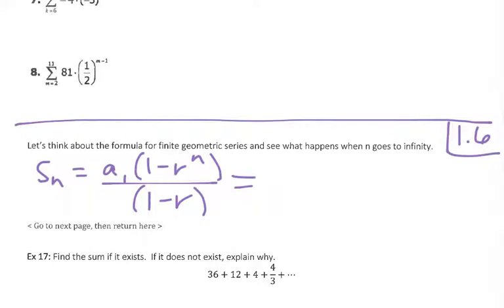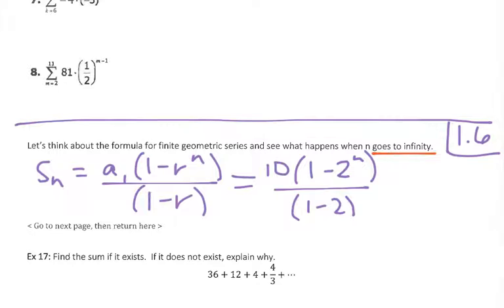Now, I'm going to put some numbers in here. These can be random numbers. So let's say our original is 10. That's a sub 1. And then we add 1 minus 2 to the n over 1 minus 2. What do you think happens when n goes to infinity? So if we replace this with infinity, if 2 to a power just kept getting bigger and bigger and bigger, and we're adding terms forever and ever and ever.